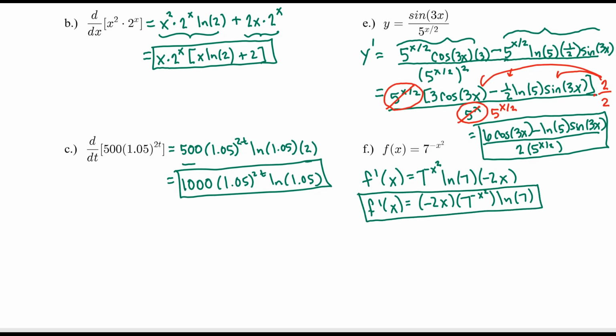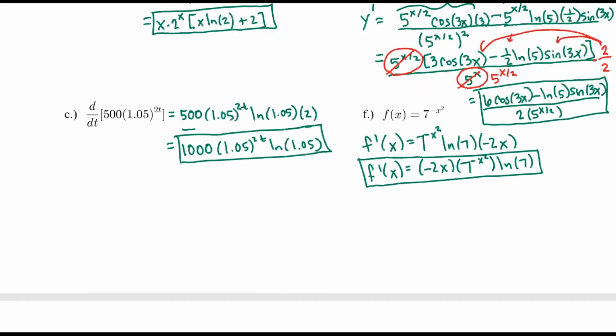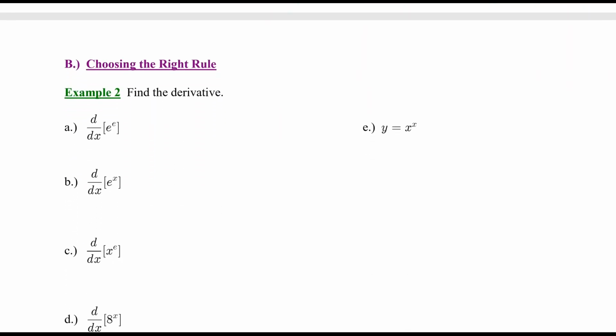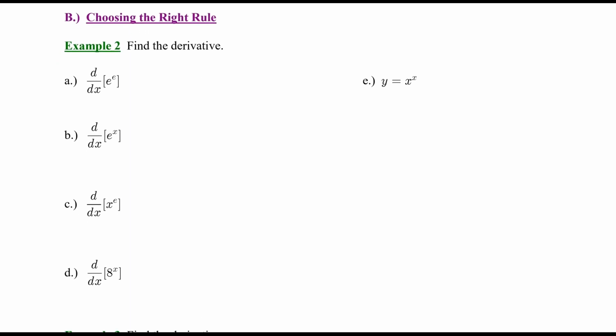Now that we have a little bit of practice under our belt, let's compare some problems which can challenge our understanding of these formulas. Sometimes we have to distinguish which rule we're going to use. So on these examples, we're just finding the derivative.